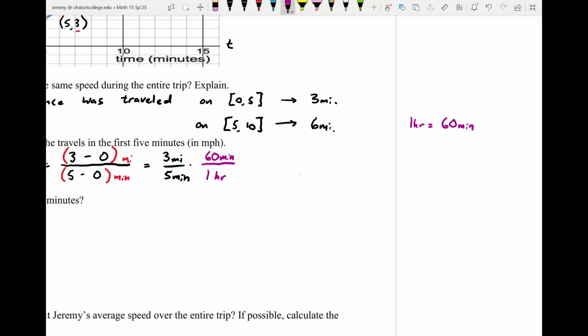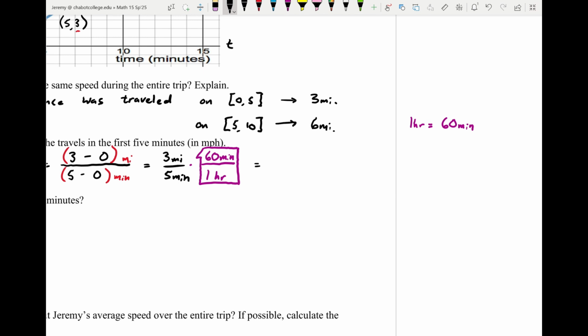And why am I allowed to do this? Why am I allowed to just introduce this factor here? Well, since 60 minutes and 1 hour are the same value, right? They're the same amount of time. This is just a big 1. I know it doesn't look like it since the numerical values in the numerator and denominator are not the same, but 60 minutes is equal to 1 hour. Therefore, 60 minutes over 1 hour is just equal to 1. Okay, so that's why I can get away with doing this.